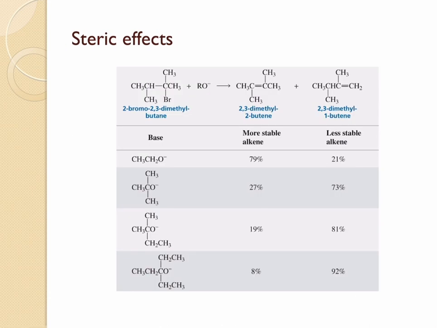This table right here shows the amount of each product that is obtained from the reaction of a sterically hindered alkyl halide with different bases. As you can see from here, this is a tertiary alkyl halide and it has lots of steric hindrance. When the bases have been switched from less bulky to more bulky bases, you can see that the percentage of the less substituted alkene increases as the size of the base increases.